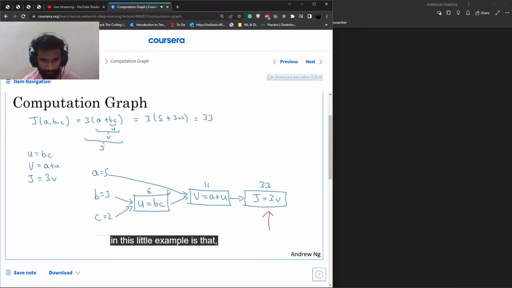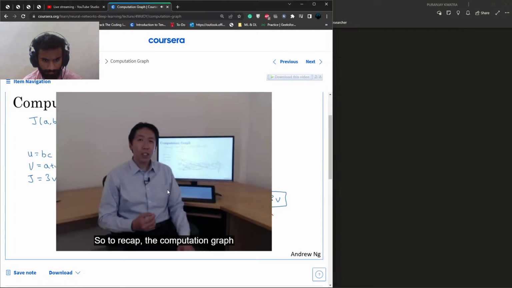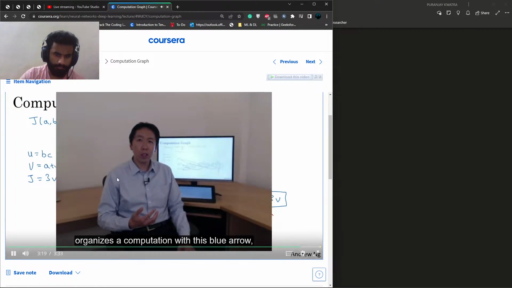And what we're seeing in this little example is that through a left to right pass, you can compute the value of j. And what we'll see in the next couple slides is that in order to compute derivatives, it will be a right to left pass like this, kind of going in the opposite direction as the blue arrows. That would be most natural for computing the derivatives. So to recap, the computation graph organizes the computation.